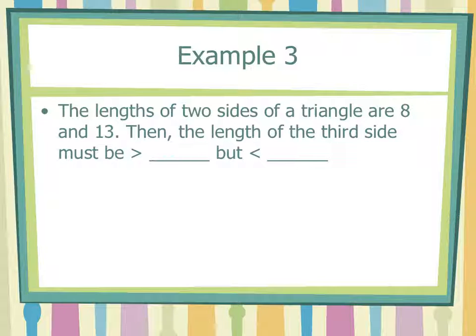Here is where we actually start to figure out. Now, there are two sides of a triangle that are given. They said that the lengths of two sides of a triangle are 8 and 13. So we've got 8, 13, and something else. Then the length of the third side must be greater than something, but less than something else. Greater than 5. Well, let's come up with a way of doing this. So this other length can't be equal to or less than 13. So then it has to be greater than 5.